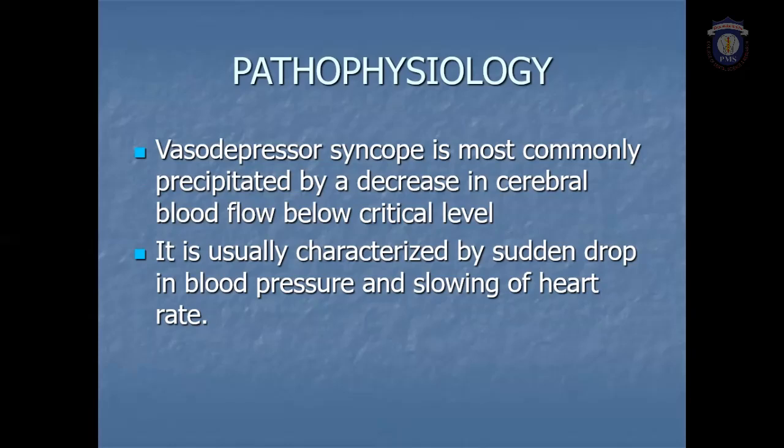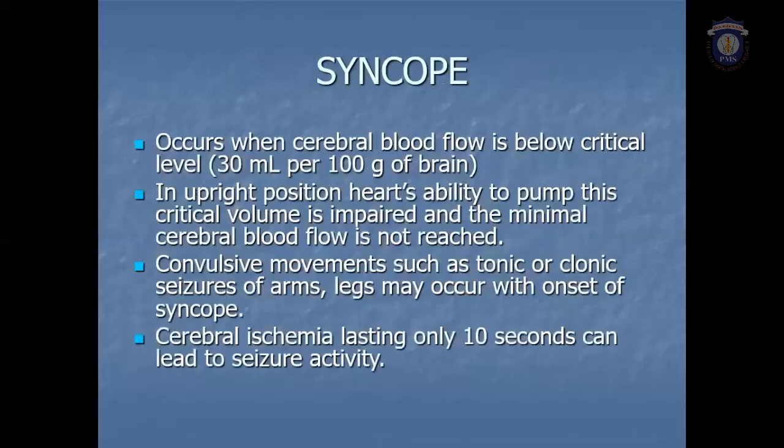Now the pathophysiology. Vasodepressor syncope is most commonly precipitated by a decrease in cerebral blood flow below a critical level. It is usually characterized by a drop in blood pressure and slowing of heart rate. It has indirect factors such as hypotension, hypovolemia, hypometabolic disorders, and neurogenic causes. Since it is neurogenic, the vagus nerve is the most common cause.